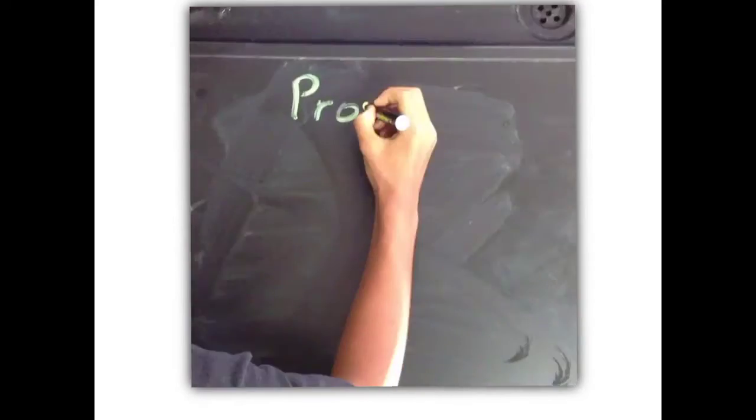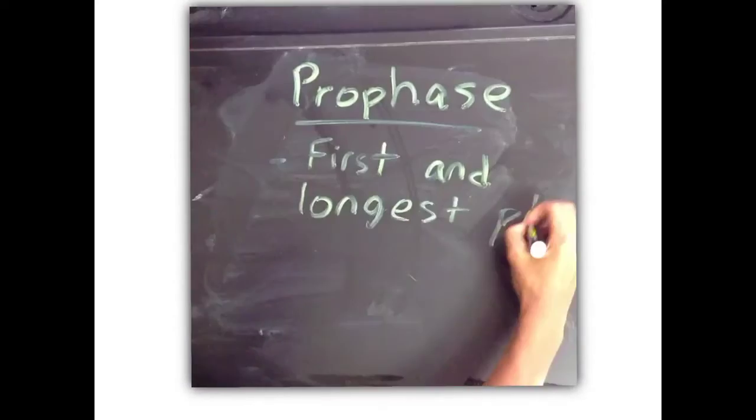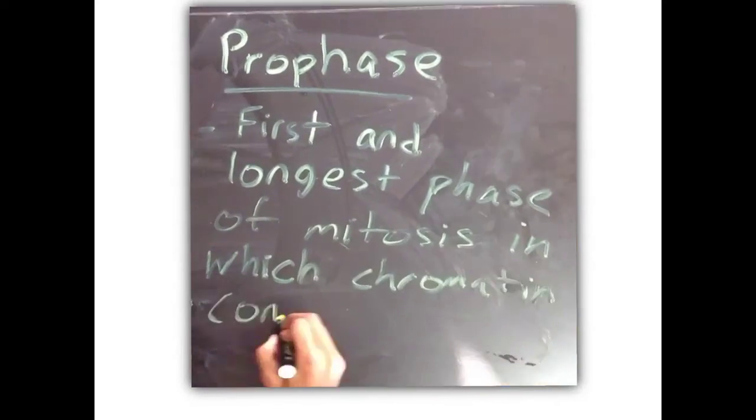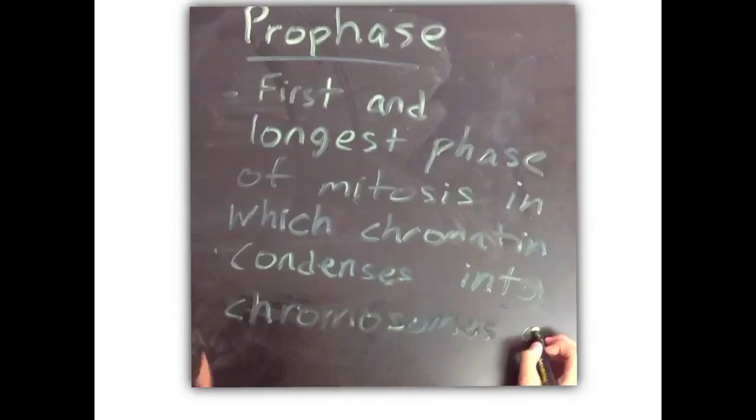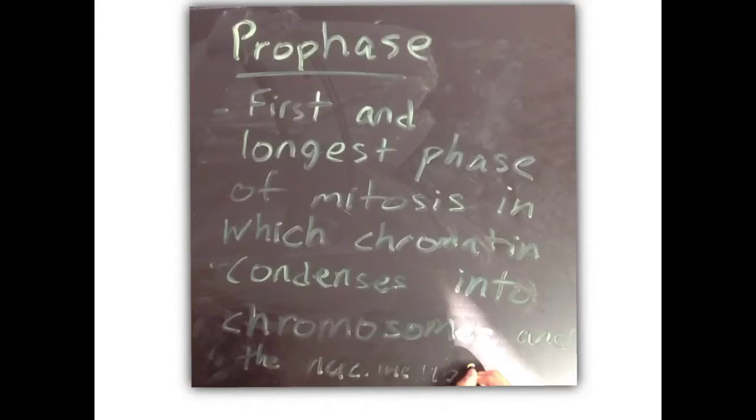So prophase is the first and longest phase in mitosis, and during this phase, chromatin, which is uncoiled DNA, condenses into chromosomes, and the nuclear envelope, or the membrane, breaks down. Okay. So this is how the prophase process happens.